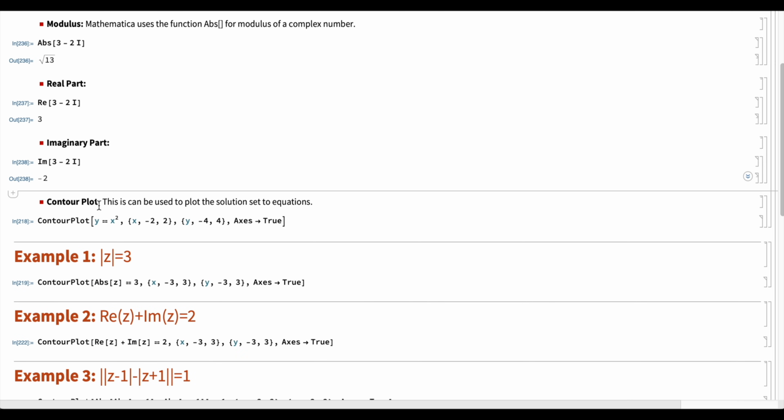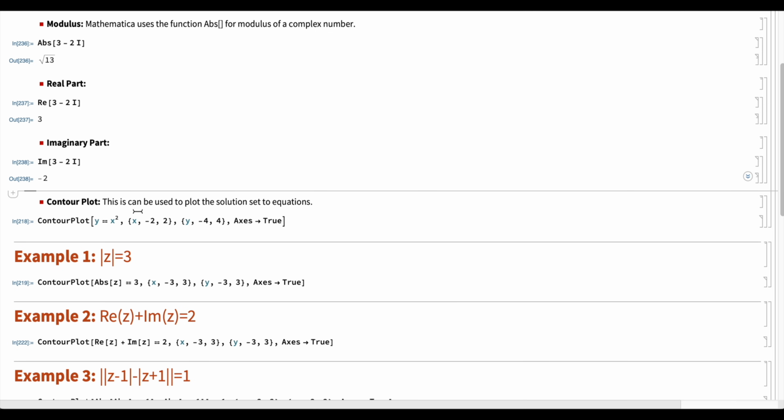Next, we'll need the tool, which is ContourPlot. This can be used to plot solution sets to equations. Just for a very simple example, let's say we were to plot the solution set to the equation y equals x squared. Then we would just put y equals x squared here. It's important that you have a double equal sign here to say that it's an equation instead of an assignment.